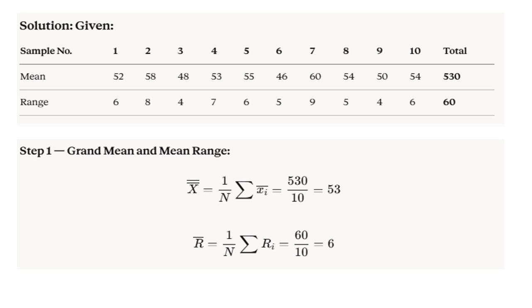So before finding the control limits for the given problem, first we should find the grand mean and the mean range of the given problem. The given problem has 10 samples with a mean total of 530. So the grand mean is going to be 530 divided by 10, which is 53. And also the given sample has a total range of 60. So the mean range is going to be 60 by 10, which is equal to 6.